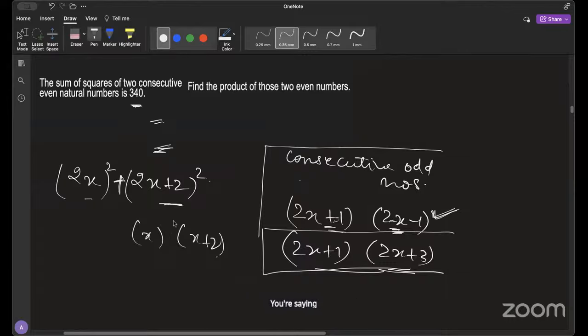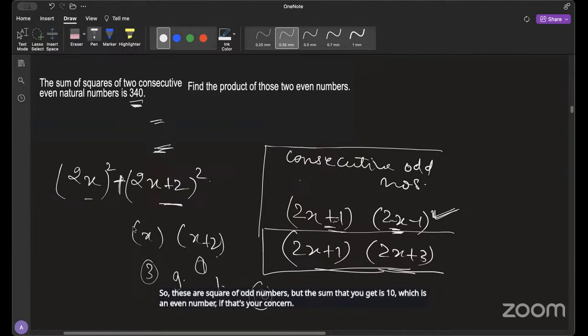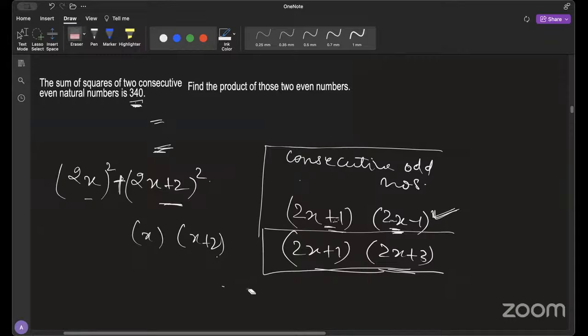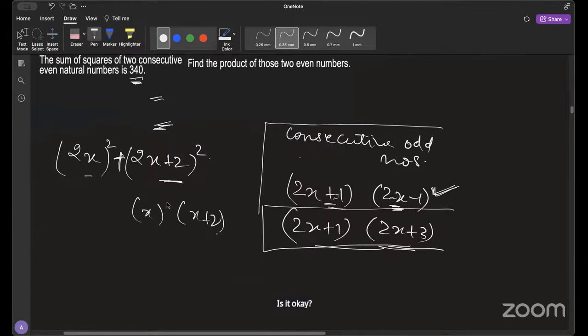You're saying that the square sum of, okay, 9 is the square of 3, 1 is the square of 1. So these are squares of odd numbers, but the sum that you get is 10, which is an even number, if that's your concern. That you can't get an even number when you take the square sum of two odd numbers. That's not true. Is it okay? Yes, ma'am. Okay.